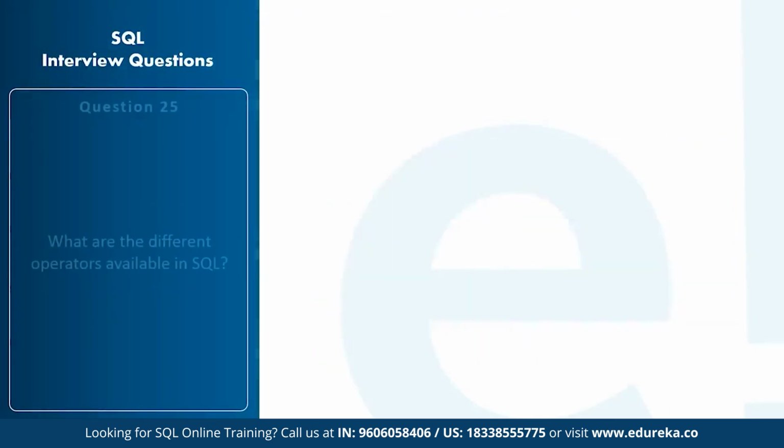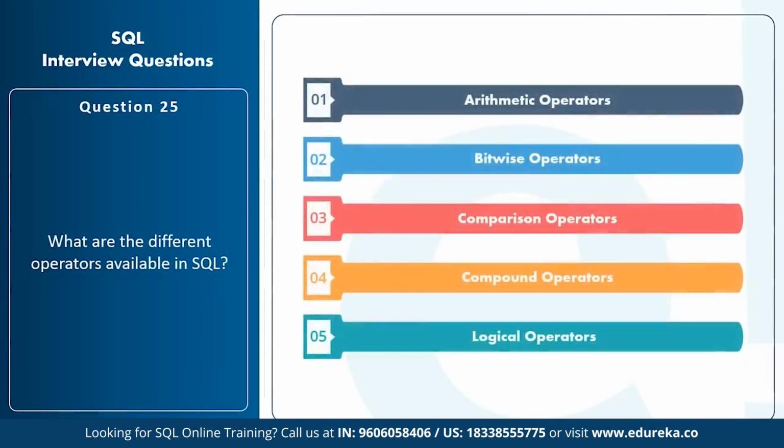Now let's move forward to our next question, that is, what are the different types of operators available in SQL? So there are mainly 5 types of operators available in SQL. That is the arithmetic, bitwise, comparison, compound, and the logical operators. So guys, these are the main 5 types of operators available in SQL.